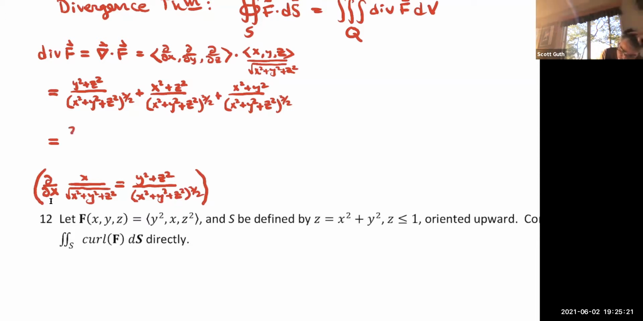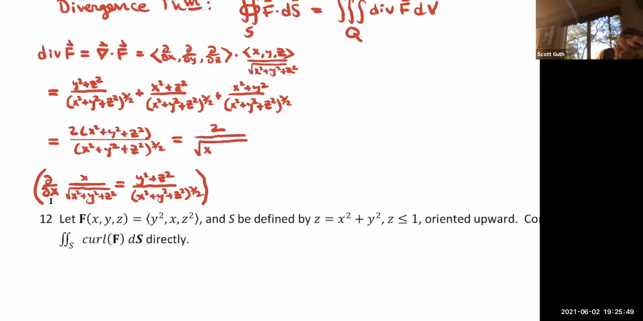So I'll write this as 2 times x squared plus y squared plus z squared, all to the power of 1 over x squared plus y squared plus z squared to the 3/2. So I think this just ends up being 2 over the square root of x squared plus y squared plus z squared. Like that.